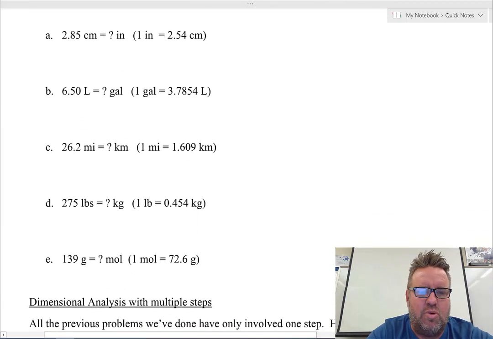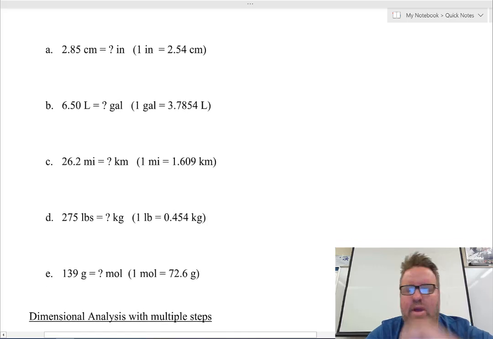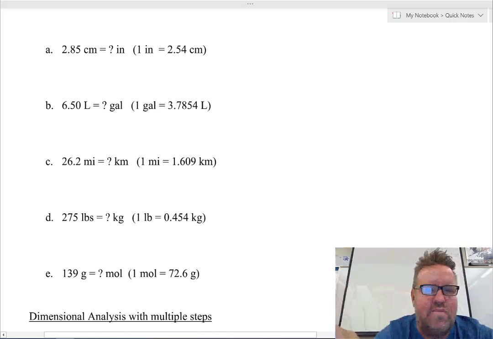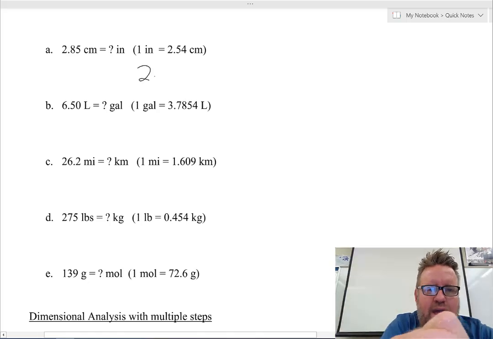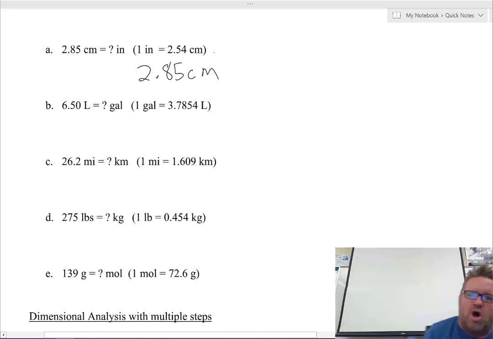Again, this is a good point for you to stop and try these yourself, or if you want to follow along with me for a couple and then try some, I'm going to do all of these for you now. So letter A says 2.85 centimeters. Again, that's what I always start with.